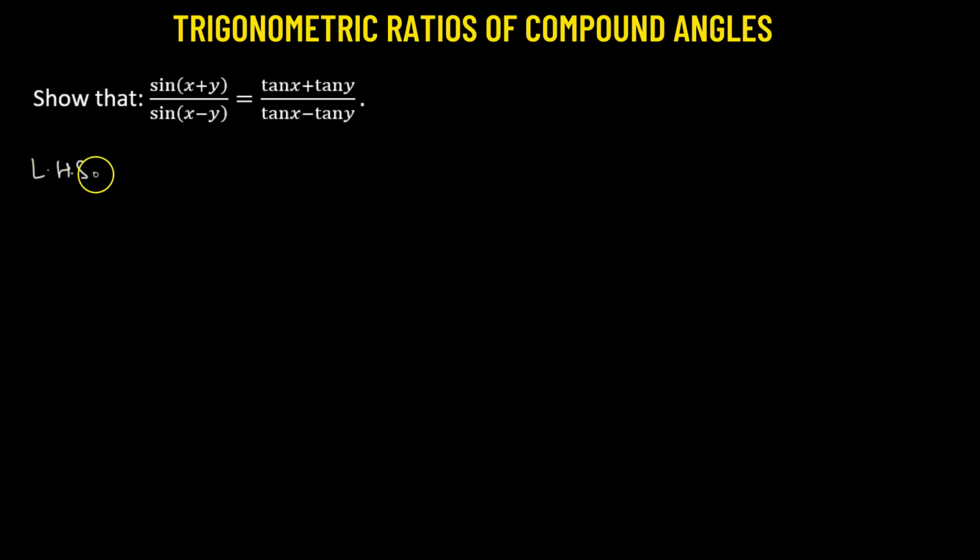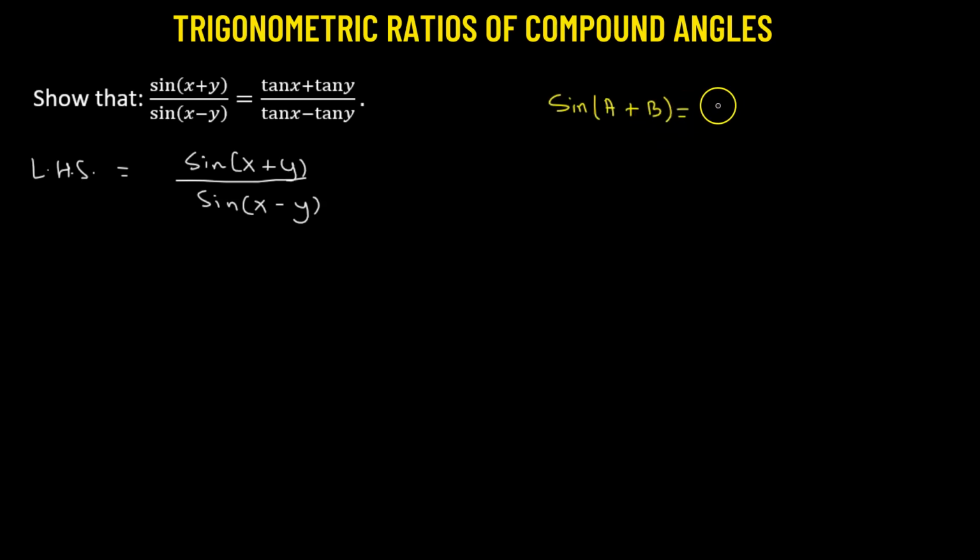On the left hand side, we have sine of the compound angle x plus y. And in the denominator, we have sine of the compound angle x minus y. Now what we can do is use the fact that whenever we have sine of the compound angle A plus B, it expands to give us sine of angle A times cosine of angle B plus cosine of angle A multiplied by sine of angle B.